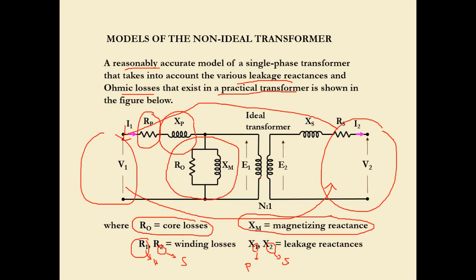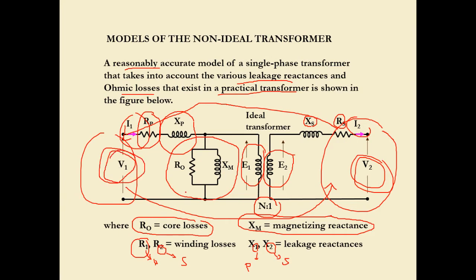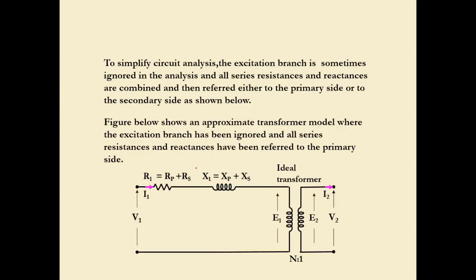Then of course we do have the induced voltage over here represented by E1 and E2, the induced voltage with the turn ratio of N to 1. And S stands for secondary. So I1 and I2, V1 and V2. I hope you have no problem understanding or analyzing how this practical transformer works.